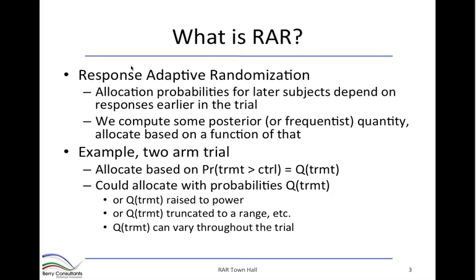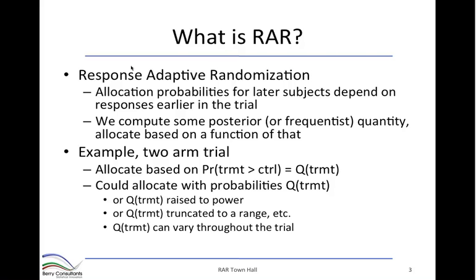That's equivalent to the probability that an arm is the best arm in a two-arm trial. We can allocate based on that probability itself. So if there's an 80% chance that treatment beats control, we allocate 80% of our subjects to treatment, 20% to control. There's a lot of bells and whistles that can come with this.